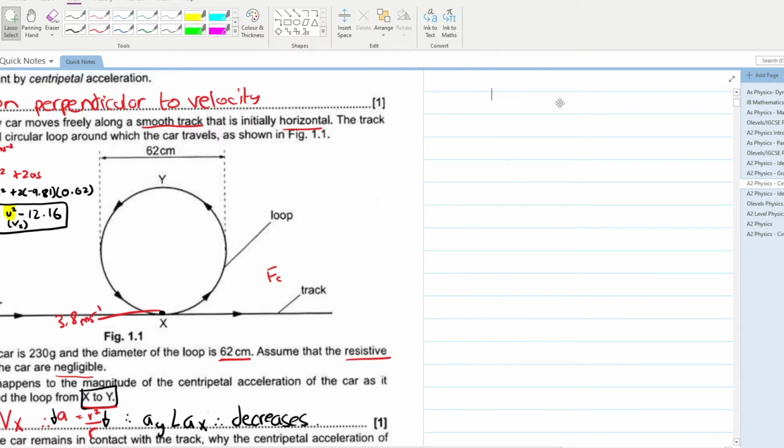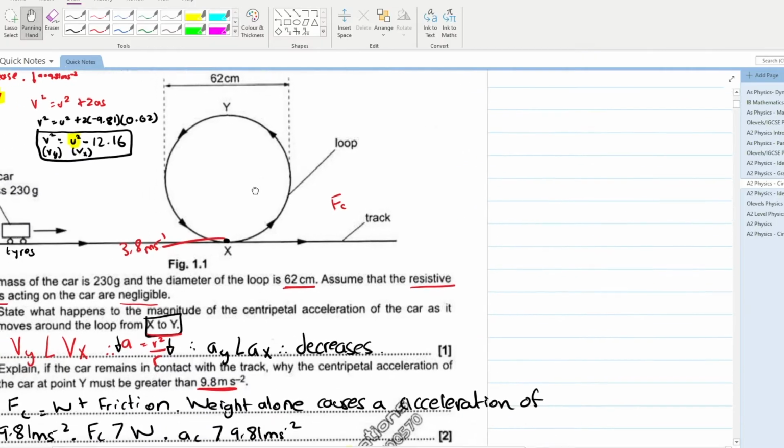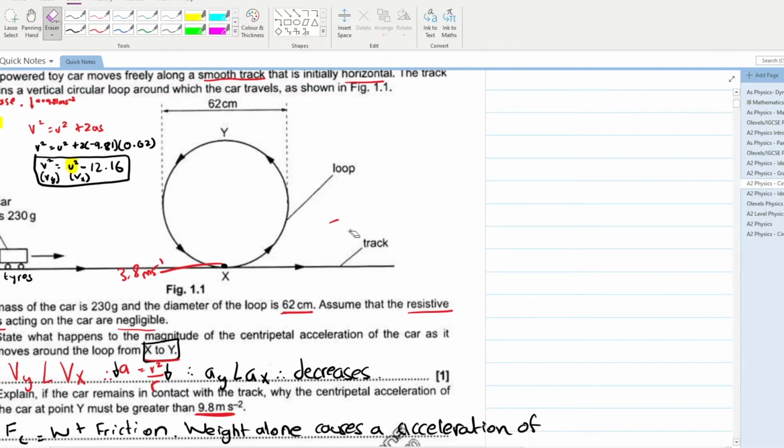Chalo, let's further move ahead. Now we are given the velocity at point x, that is 3.8 ms-1. We have to calculate the velocity at point y. Our acceleration is minus 9.81 ms-2. The displacement in the vertical direction is what?